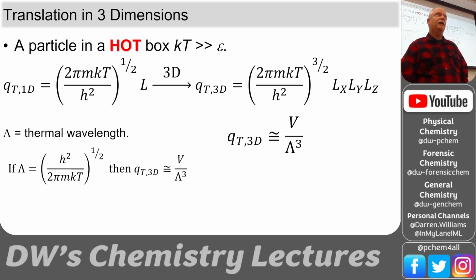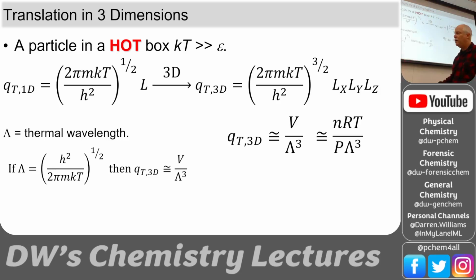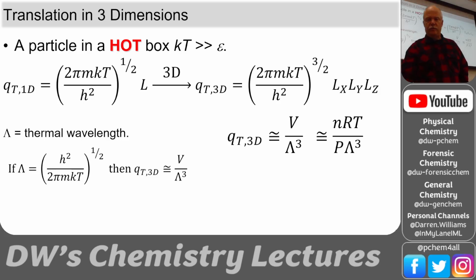I could look at this room and I could say, well, I could calculate the volume, or I could talk about pressure. We could use the ideal gas law. So what if we have PV equals nRT and we solve for V, we get nRT over P. So nRT over P here is the volume divided by the thermal wavelength. Okay, so we got another factor of temperature here. So this 3-dimensional translational partition function is given by all of these variables.